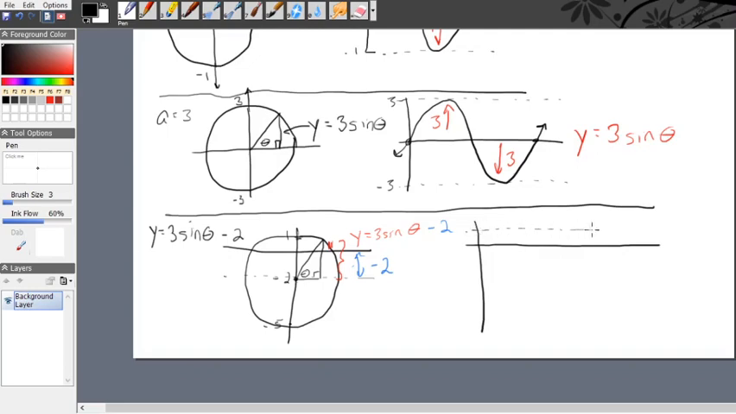My maximum value is equal to 1. My center, my midline, is equal to -2. My minimum is equal to -5. I'm starting right there at -2. I'm going up to the maximum, down to the minimum, and back up again, ending right there at -2. Of course, it keeps going in both directions. And the equation of this graph is y equals 3 sine theta minus 2.